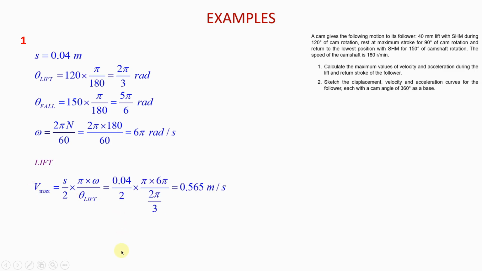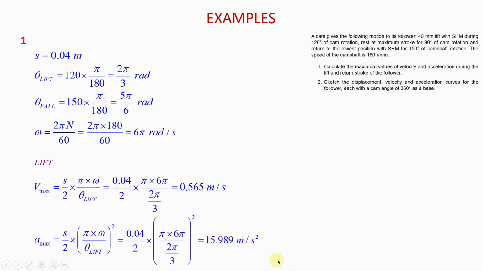Then you can quickly plug in the numbers, and you find the velocity here, and you can repeat a similar approach when calculating the acceleration. This is the equation for acceleration, but theta again will be that for rise or lift, and you plug in the numbers. The maximum velocity for lifting the follower is 0.565 meters per second, and the maximum acceleration is 15.989 meters per second squared. We just plugged numbers into the simple harmonic motion equations for maximum velocity and maximum acceleration.